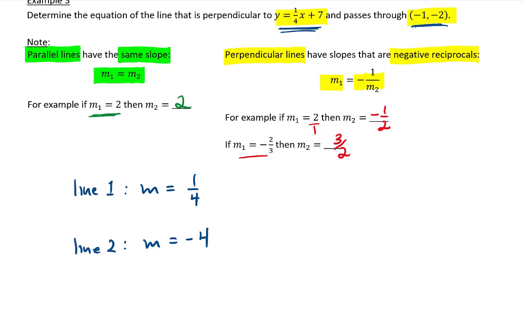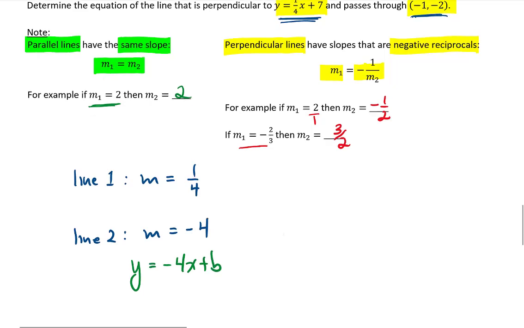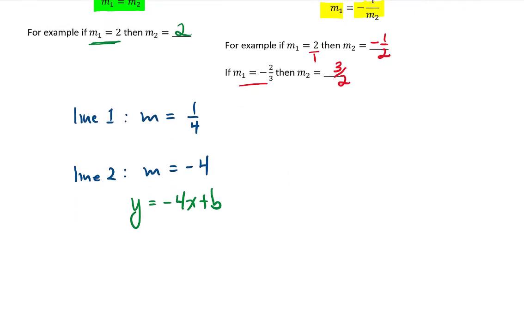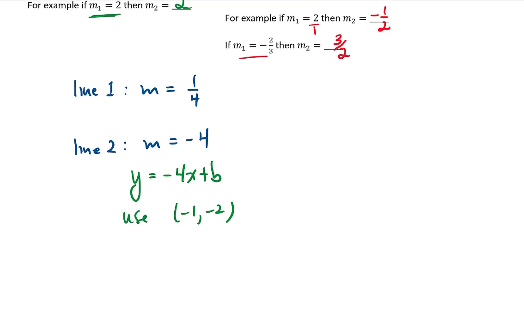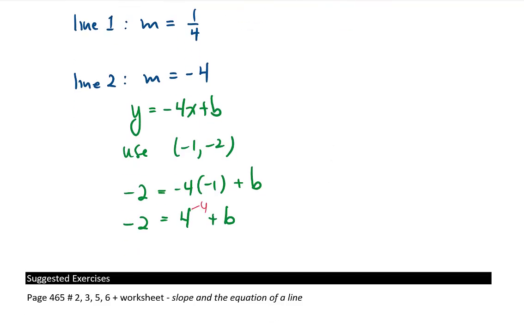We are also told that this line passes through (-1, -2). So same as before, we have the new line as y equals -4x plus b. We know it passes through (-1, -2), so we're going to use (-1, -2) as a point. We're going to sub that in for x and y, so y is -2, x is -1. So we get -2 equals +4 plus b, and if we minus 4 from both sides to get b on its own, then we end up with -6 is equal to b. So our y-intercept goes through (0, -6).